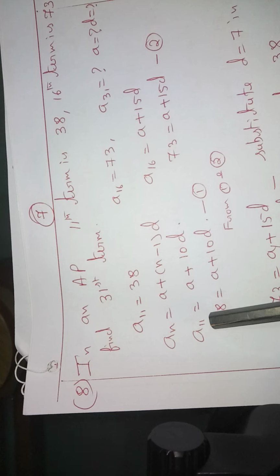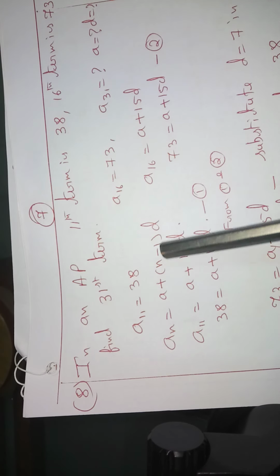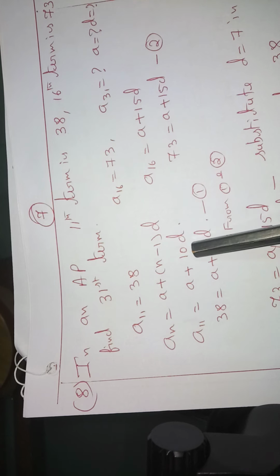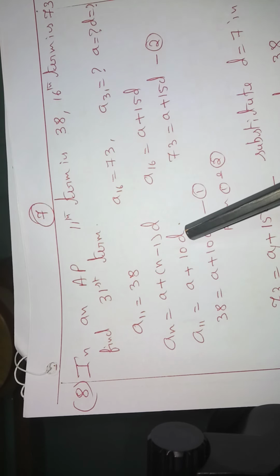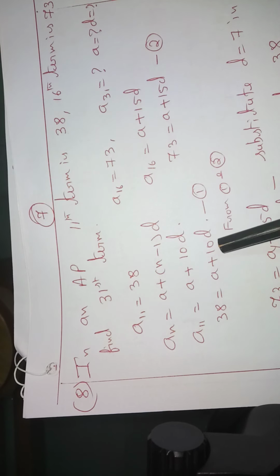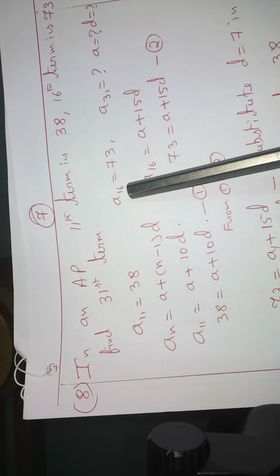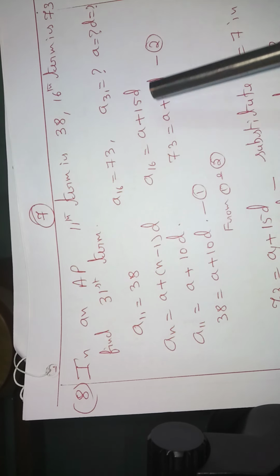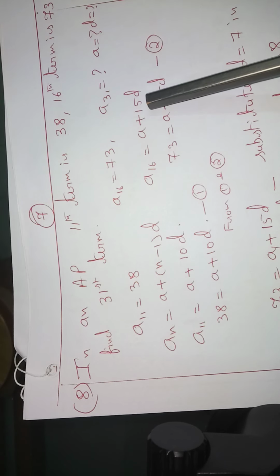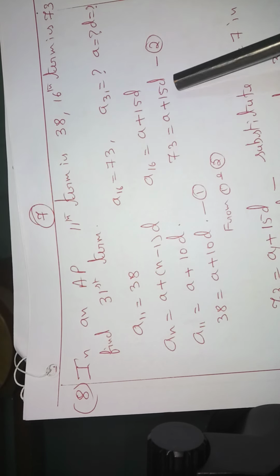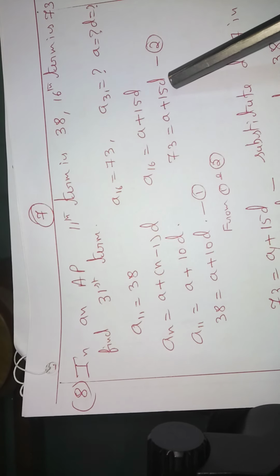Apply N is equal to 11. A11 is equal to A plus, 11 minus 1 is how much? 10. I skipped one step. A plus 10D. Understood now how you got it? 38 is equal to A plus 10D. Same way for 16. 16 minus 1 is how much? 15. A16 is equal to A plus 15D. 73 is equal to A plus 15D.